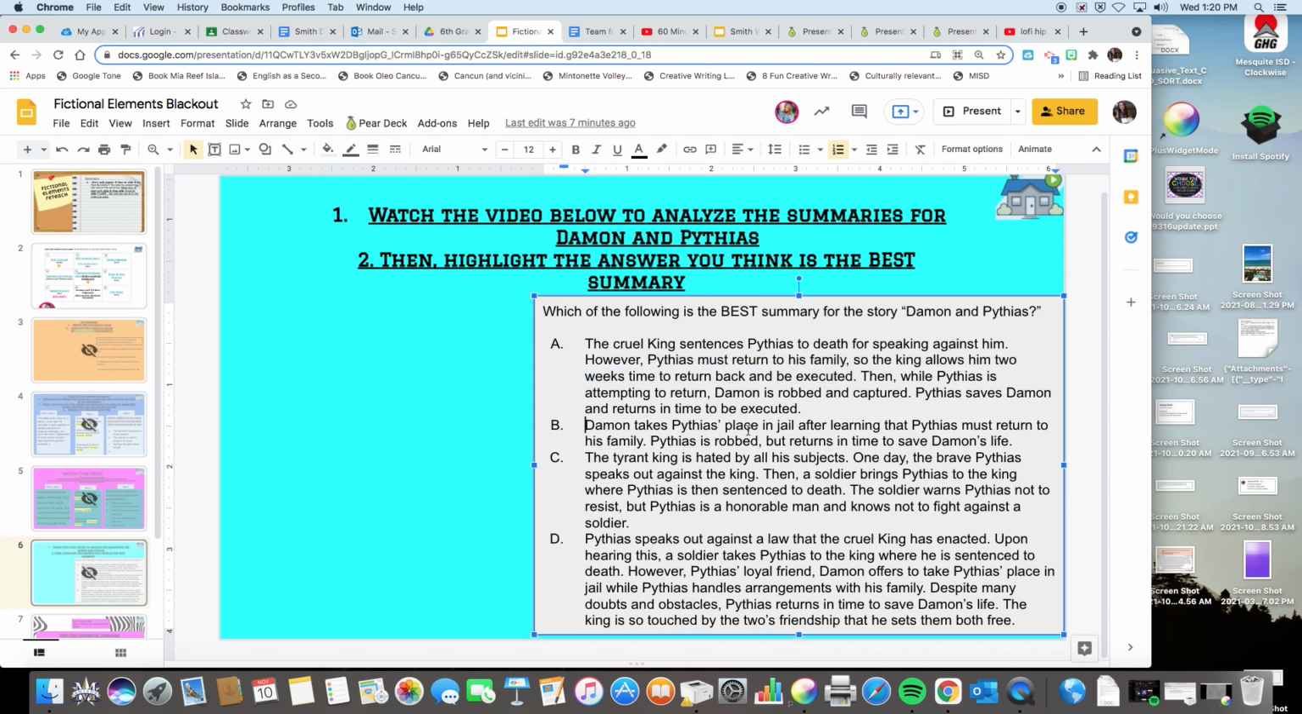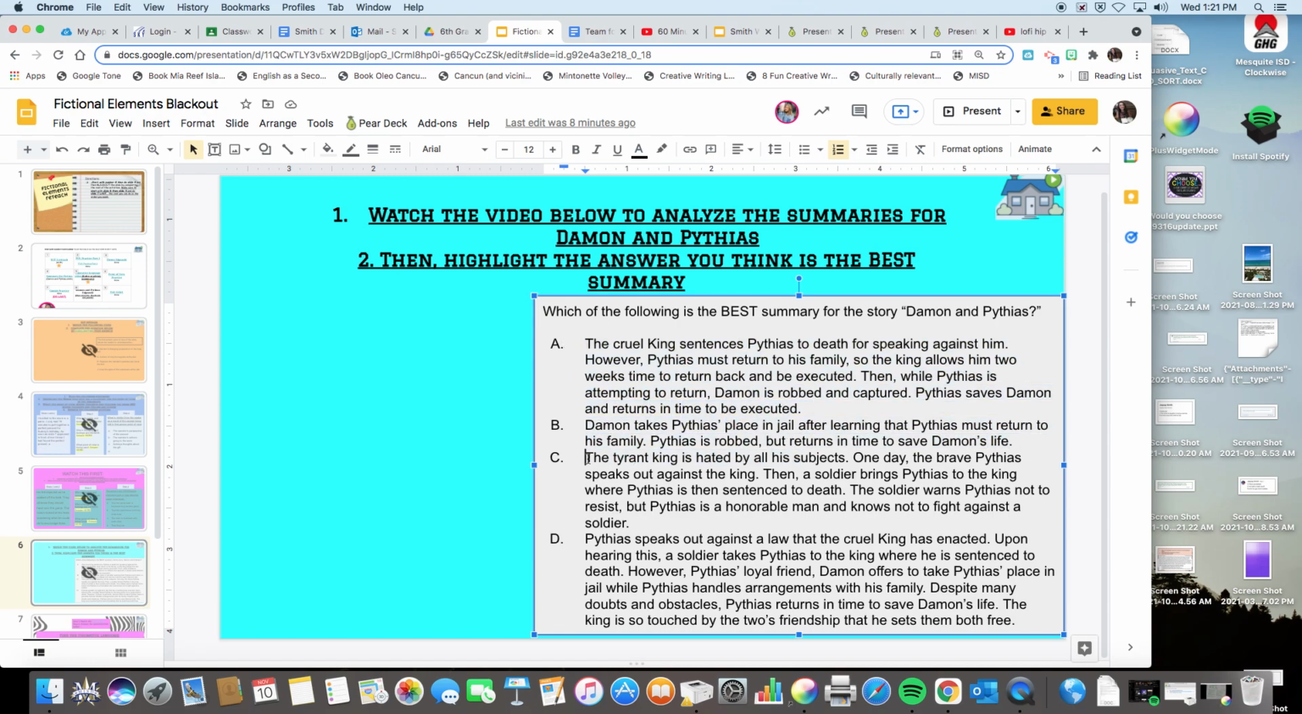Damon takes Pythias' place in jail after learning that Pythias must return to his family. Pythias is robbed but returns in time to save Damon's life. Okay, what's wrong with this summary is it doesn't have all of the important details. First of all, it doesn't start with why Pythias is even in jail, and it doesn't really include the resolution, the end of the story where the king sets them free. So I would say that you can eliminate B as well.